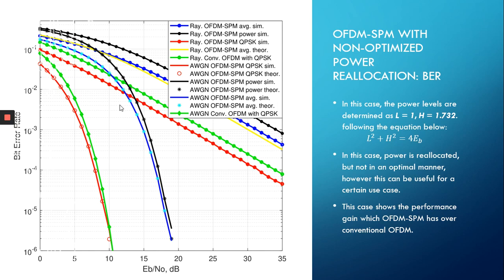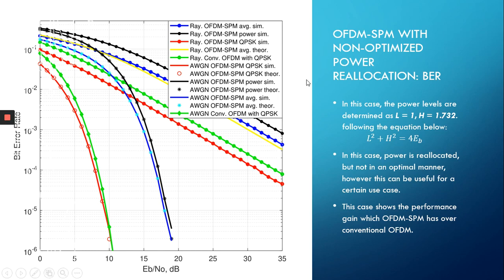So we come to our second case, which is non-optimized power reallocation. First of all, we look at the BER. In this case, we assume the following values for L and H. As we said, this is non-optimized. So we gave L a value of 1 and H a value of 1.732, according to the following constraint. This case shows that there is still some gain, as you'll see much more clearly in the throughput.